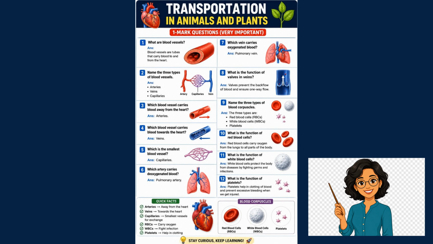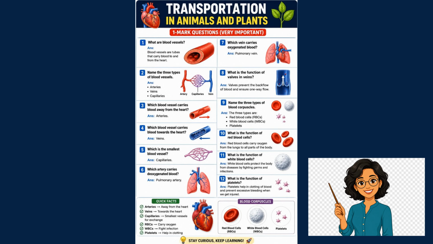Question 10. What is the function of red blood cells? The answer is, RBCs carry oxygen from the lungs to all parts of the body. Question 11. What is the function of white blood cells? The answer is, WBCs protect the body from disease by fighting germs and infections. Question 12. What is the function of platelets? The answer is, platelets help in clotting of blood and prevent excessive bleeding.